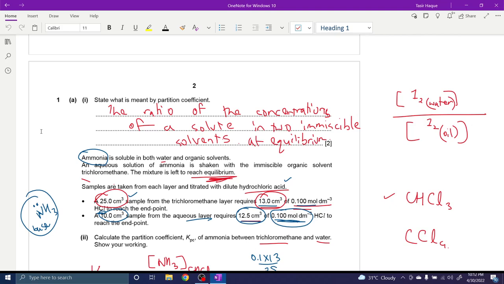If you want the paper, you can find this after googling. If you Google 9701 specimen paper, you can find it at Cambridge's website.